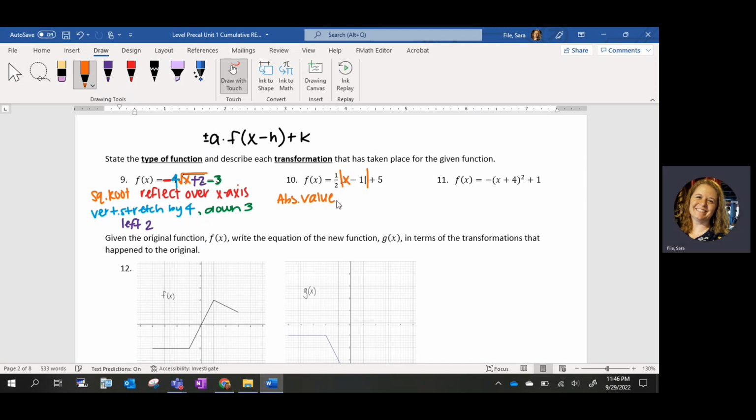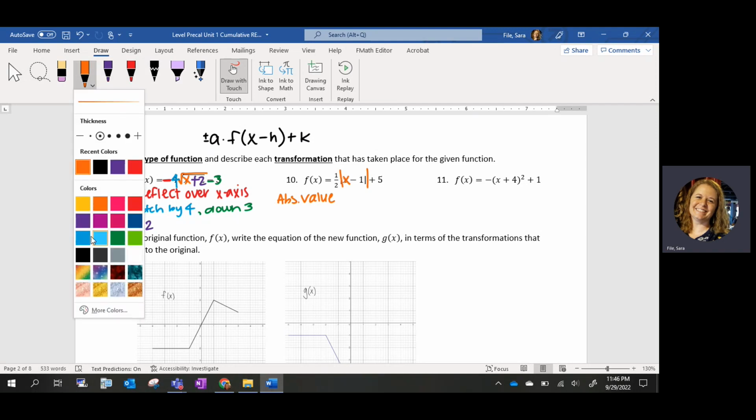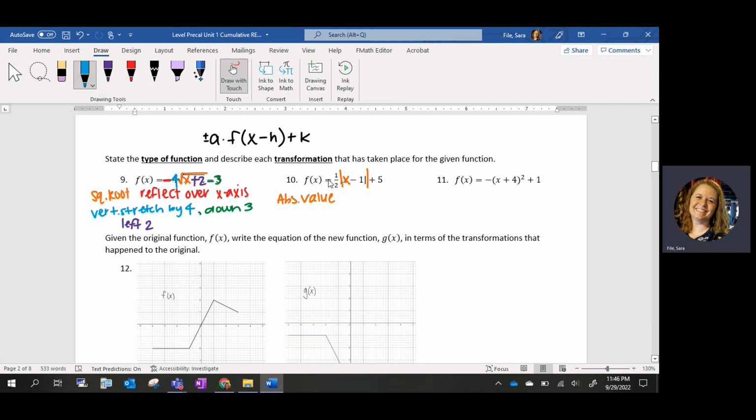And what's happened to it is, let's see, we've got an a value on the outside being multiplied. We said that's 1/2. We said that's going to be your vertical stretch or compression. And the fact that it's fractional means it's a vertical compression. Now, compression means it's being divided. So if you're cutting something in half, you're dividing by 2. So it's a vertical compression by 2.